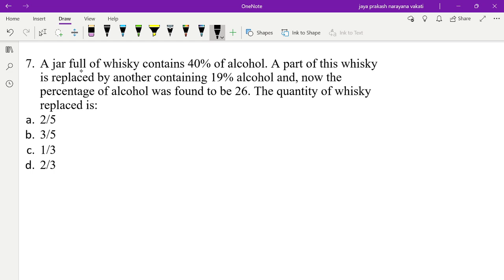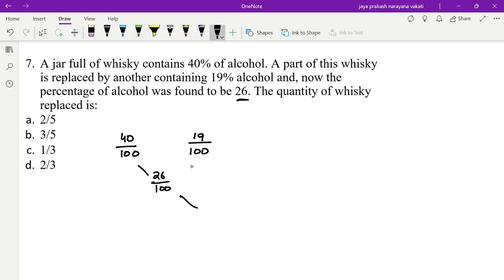So here follow the same method, guys. The first jar is containing 40% alcohol. Can I say 40% is nothing but 40 by 100? And some part of it is replaced by 19% alcohol. Can I write it as 19 by 100? And the resultant mixture is having how much? 26% alcohol. So can I write it as 26 by 100?